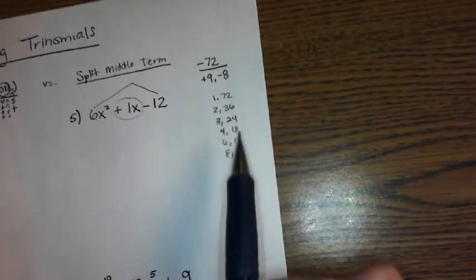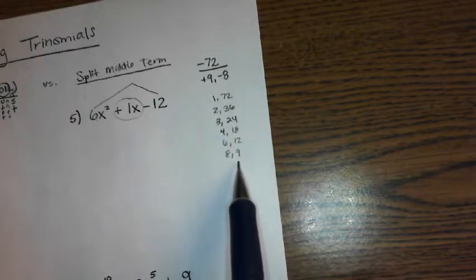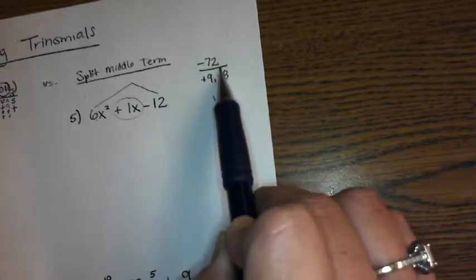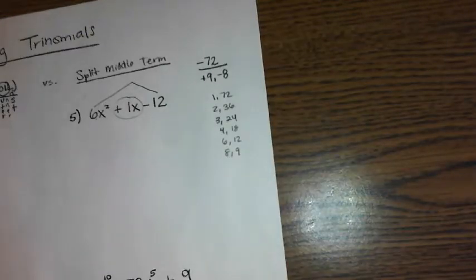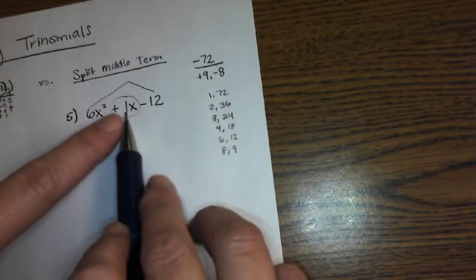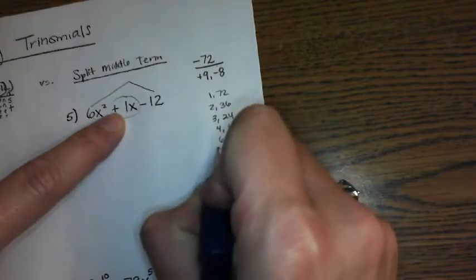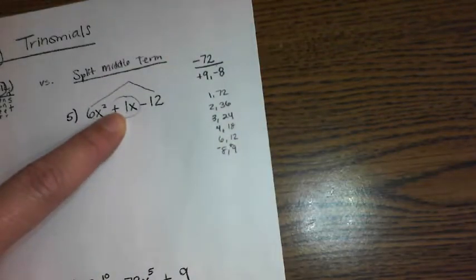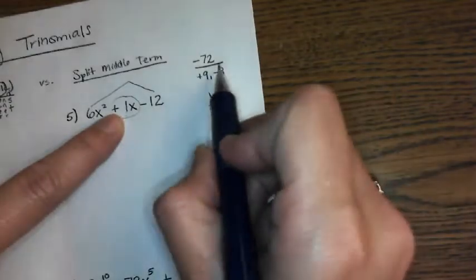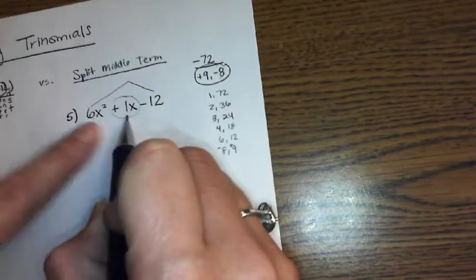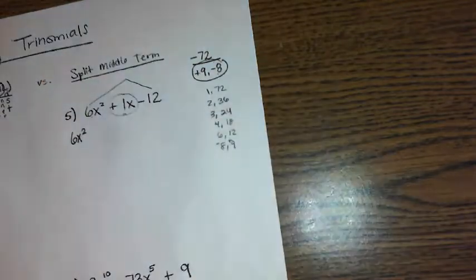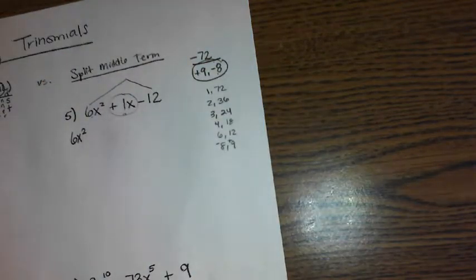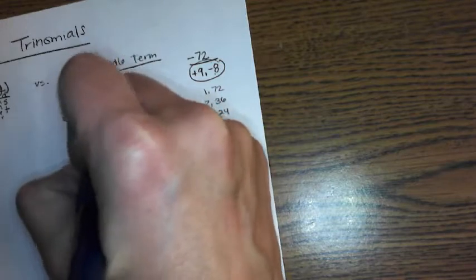Now, these are bad combos because I kept everything positive here. And 8 times 9 gives me 72. I want negative 72, so 1 has to be negative and 1 has to be positive in order to make 1. And that's where the positive 9, negative 8 came from. Does that make sense? So, I am specifically going to split my middle term. I'm going to leave my first, and I'm going to change the plus 1x to plus 9x minus 8x using those magic 2 numbers I just came up with.